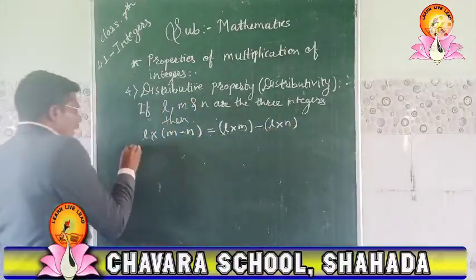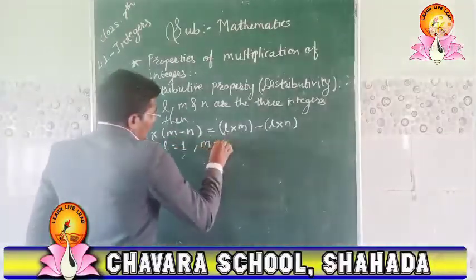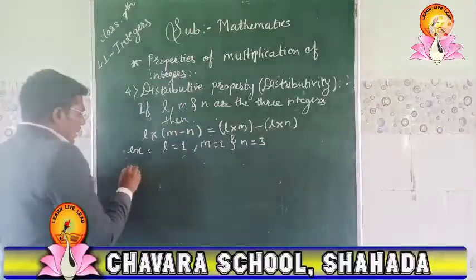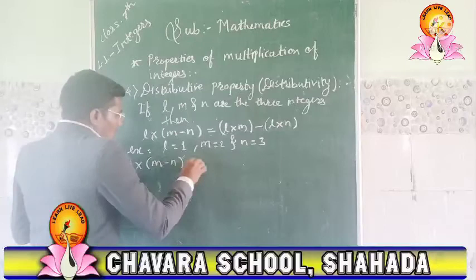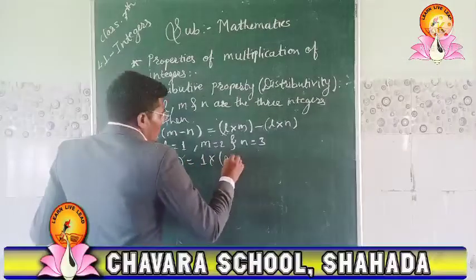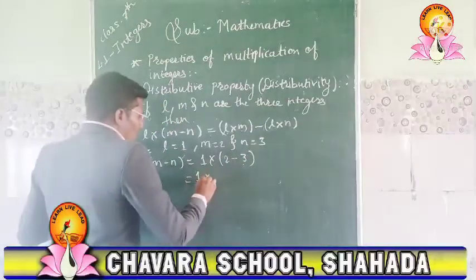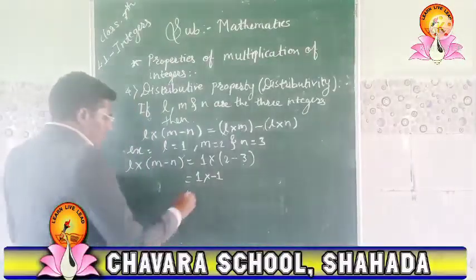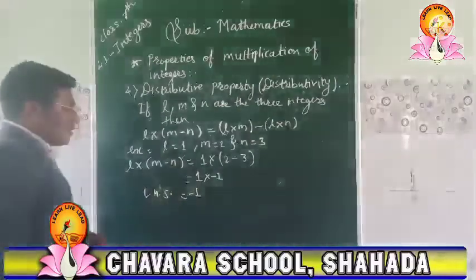Now we can prove it by an example: L is equal to 1, M is equal to 2 and N is equal to 3. Put the values. So the LHS of the equation is what? L into M minus N. Put the values in it. So 1 multiplied by 2 minus 3. So it will be equal to what? 1 multiplied by negative 1. So 1 multiplied by negative 1 is negative 1. It is nothing but the LHS.